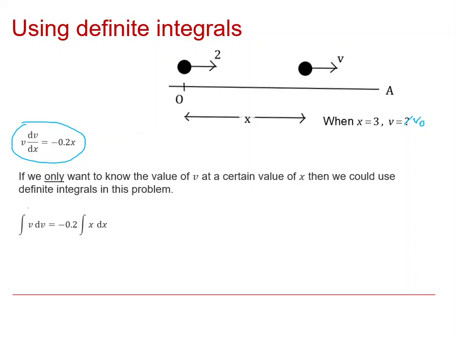v0 is just a value, then it will be the upper limit of an integral which starts with 2. So because v changes over time from 2 to v0, and while it's doing that, x is going from 0 to 3. So that will give you an equation, just as it will give you the same value that I got before, but a slightly different way of looking at it. So you can use a definite integral in this sort of situation.